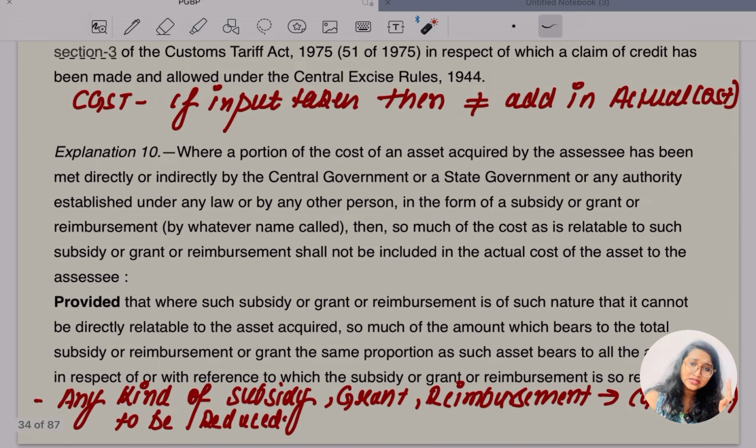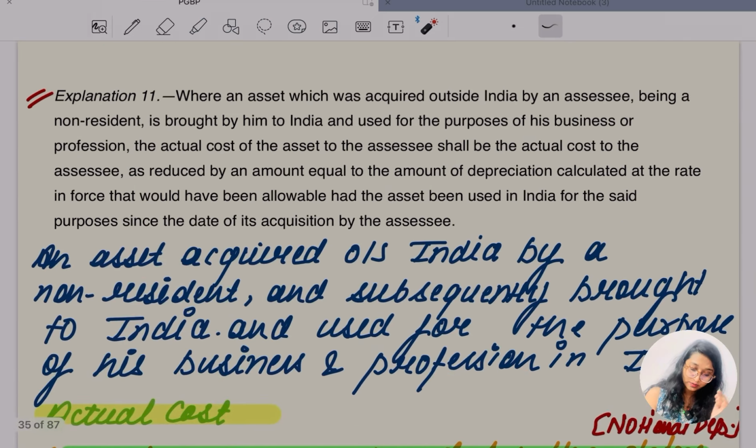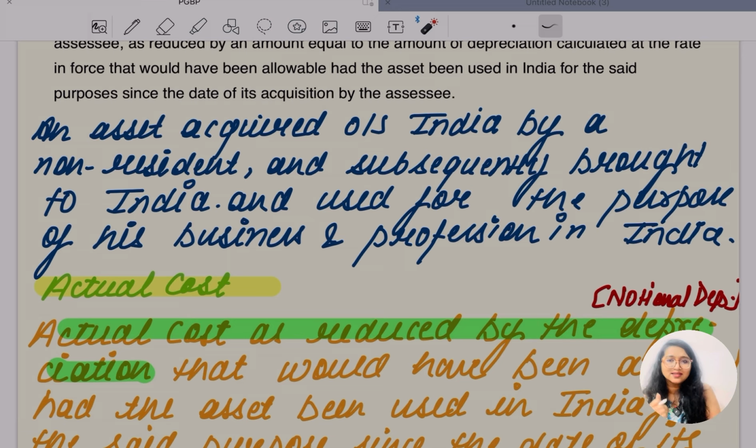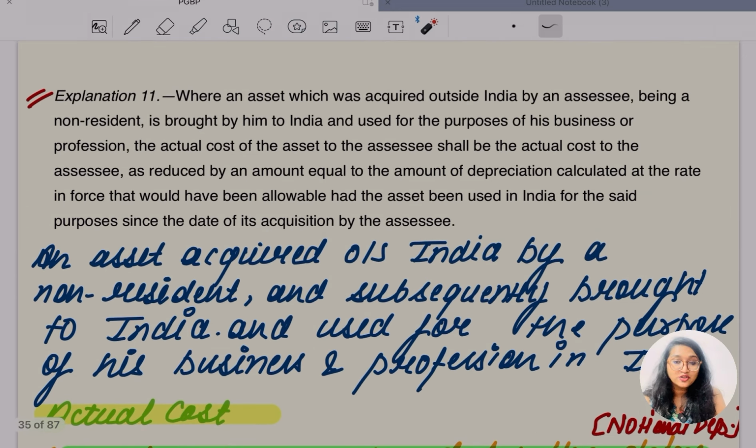What about the subsidy, grant, reimbursement, ठीक है. If it is given by the central government, the state government or any of the authority, ठीक है, it is to be reduced. इतनी बात तो मुझे पता ही है, ठीक है. Let's go for the explanation 11.